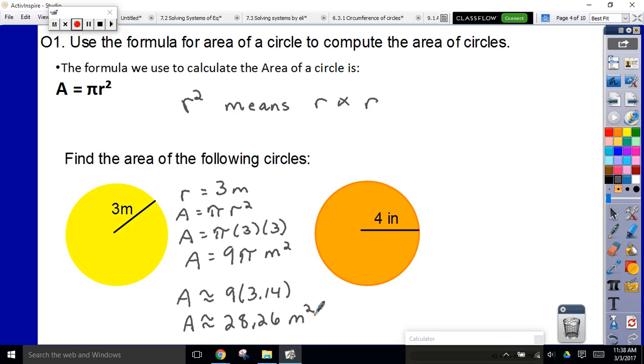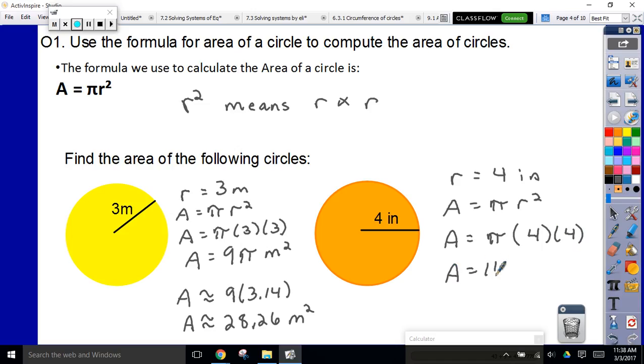Okay, the next one also gives us the radius. So the radius of the circle is 4 inches. My formula is pi times the radius squared. So I'm going to take pi, and I'm going to multiply 4 times 4, which is 16. So the area of the circle is 16 pi square inches.